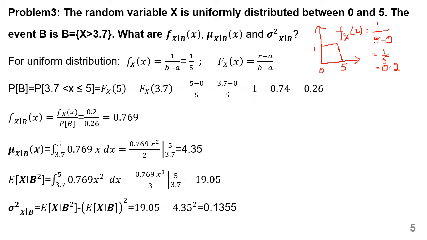And once f_X(x) is given to you, you know that the CDF can be found by integrating this f_X(x) with respect to x. So we have F_X(x) equal to x minus a divided by b minus a. For a given value of x, this can be written with a as 0 and b as 5, 5 minus 0. So therefore it is x by 5.